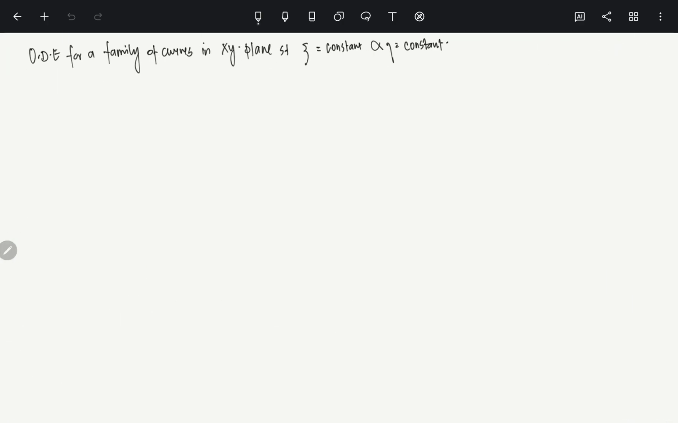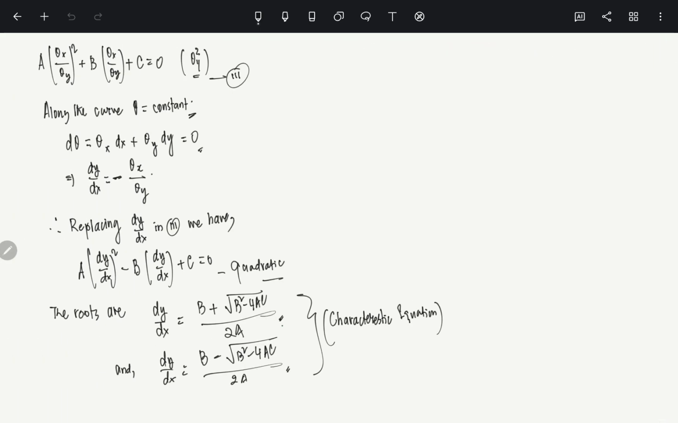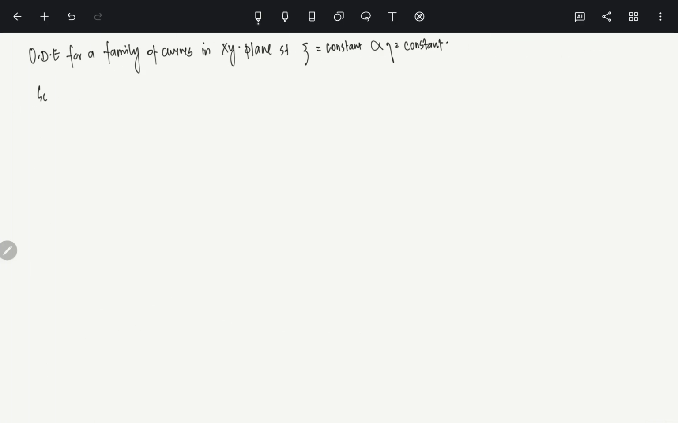Now, you can of course solve this. Let's call this 3, this 4, and this 5. So basically we can solve 4 and 5. Solving 4 and 5, we have phi1 of xy equals c1, a constant, and phi2 of xy equals another constant, c2.